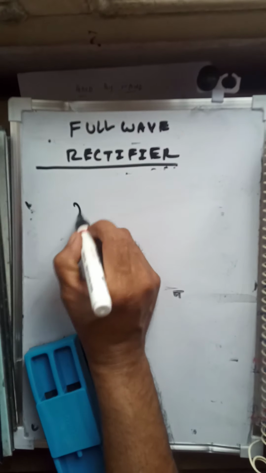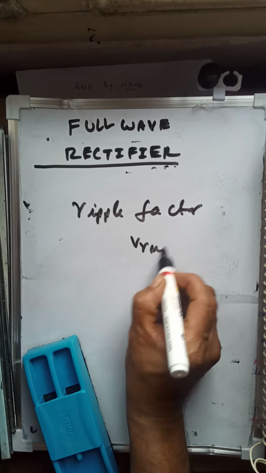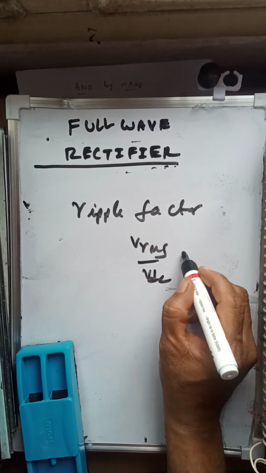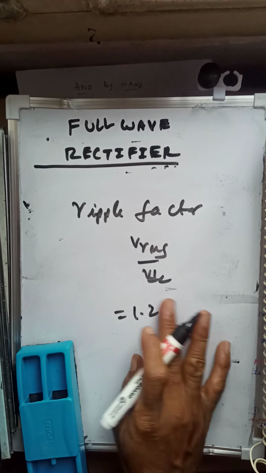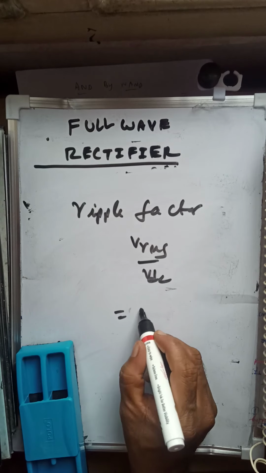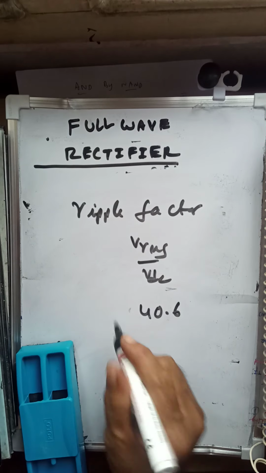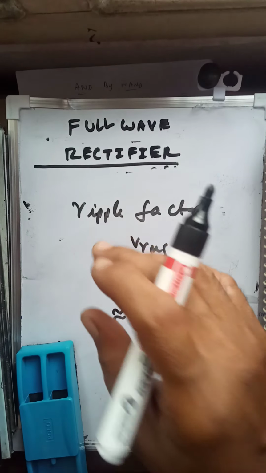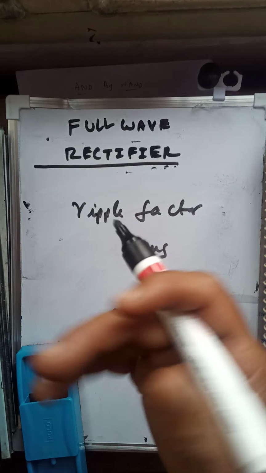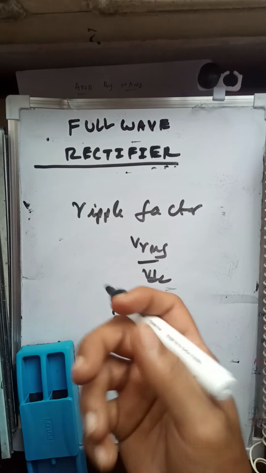The first is the ripple factor, Vrms by VDC. Already the RMS value is Vm by root 2 and VDC is 2 Vm by pi. So if you work that out, it is approximately 0.406, that is about 40%. That means only about 40% ripples are there at the output of the rectifier. Thus almost 50% of the AC is avoided. But in the case of the half wave rectifier it is 1.21, which means a huge amount of ripple is carried at the output.